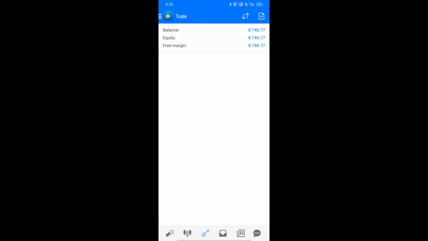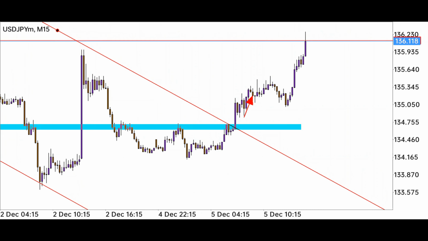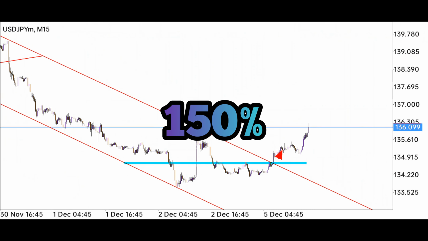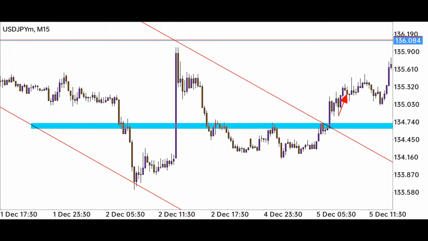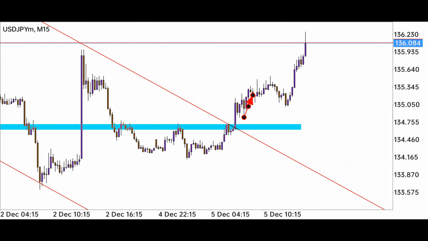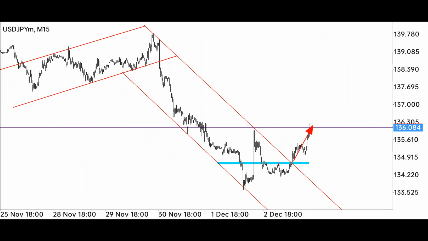We had deposited $3,500 in this account, which has become $8,746 after profit. The return on this account of ours comes out to be 150%, which is good. We have more than doubled our account. Guys, the market went up beautifully. The market went up by 120 pips from where we applied the trade, more than we expected. We successfully applied the trade here and successfully closed.